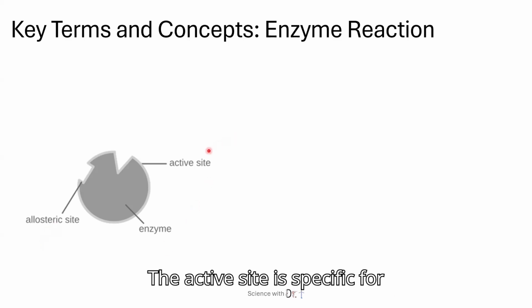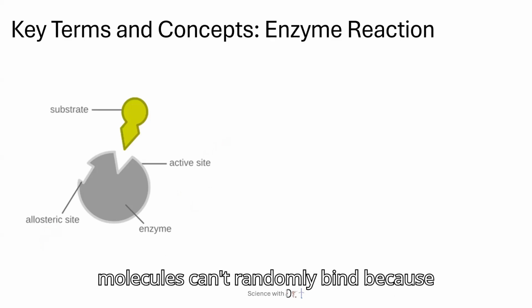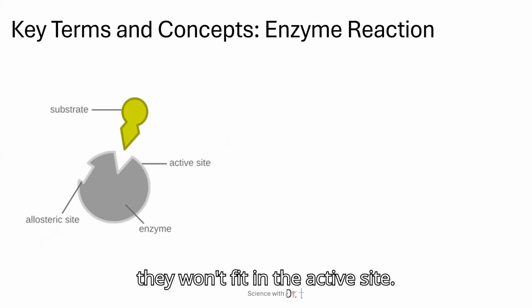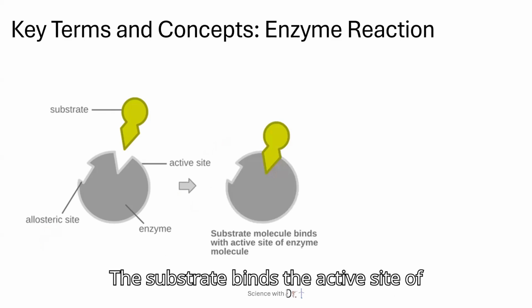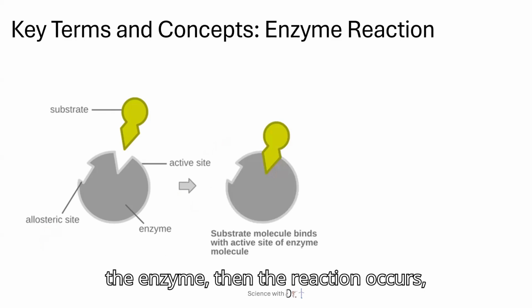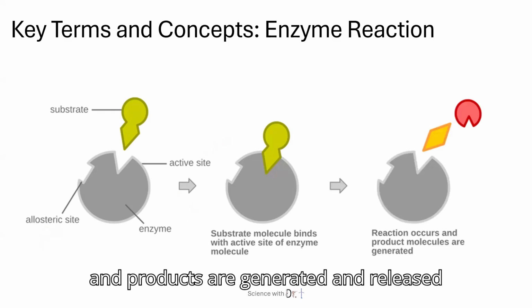The active site is specific for the enzyme's substrate. So other molecules can't randomly bind because they won't fit in the active site. The substrate binds the active site of the enzyme, then the reaction occurs, and products are generated and released from the enzyme.